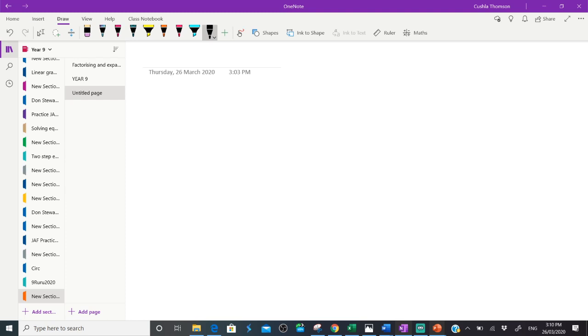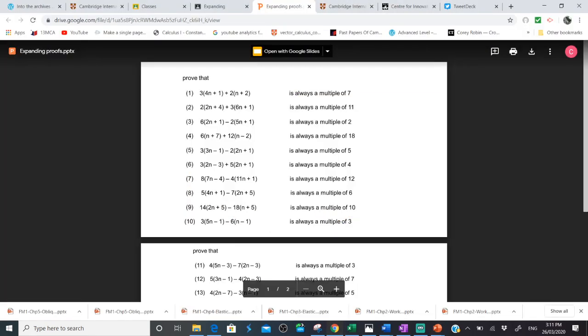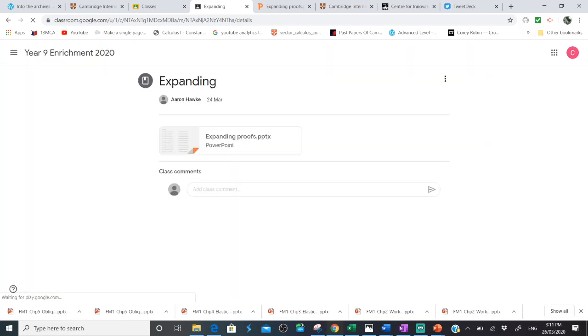So I want to show you where the extension stuff is that we want you to do, because this is a really cool task that we've put up on the enrichment website, and it's over here. Right, if you go into our Google Classroom, you're going to see the screen here. So remember that as well as our Year 9 classroom, there's this whole Google Classroom called the Year 9 Enrichment Classroom. And it's got heaps and heaps of awesome stuff in it.